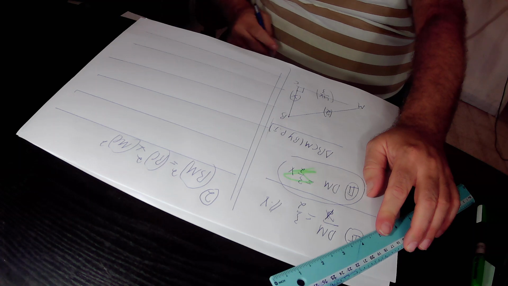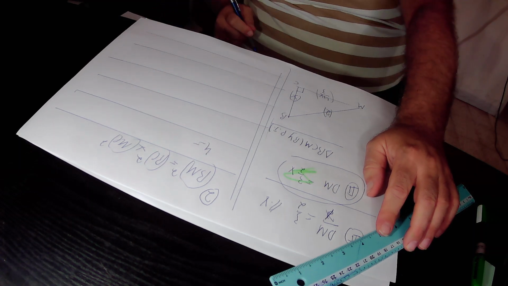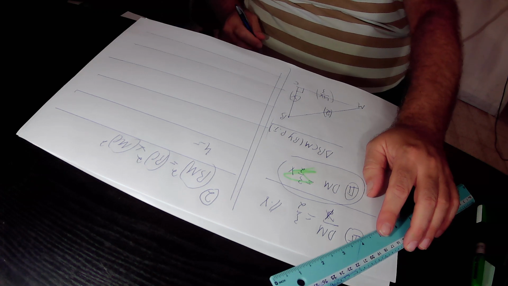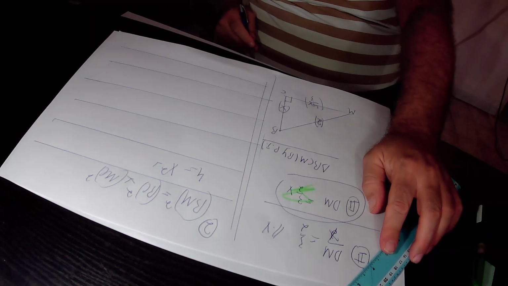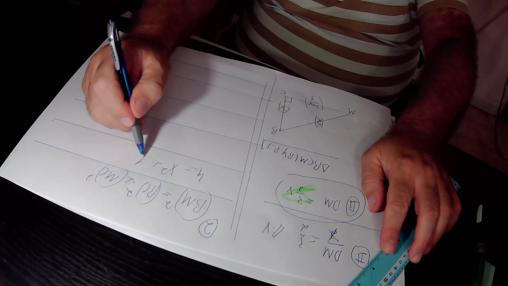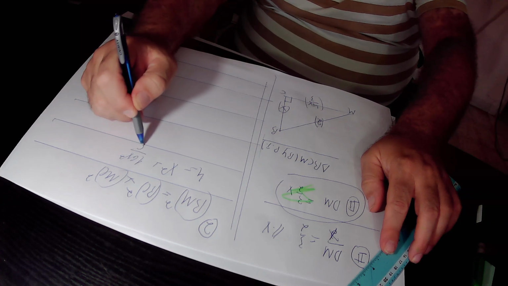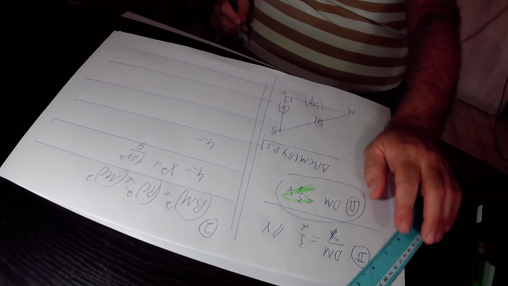BM is 2, therefore BM squared is 2 squared, that is 4. It equals BC squared. BC is x, therefore BC squared is x squared, plus MC squared. MC is 4x over 3, therefore MC squared is (4x over 3) squared. That is actually 16x squared over 9. So 4 equals x squared plus 16x squared over 9.